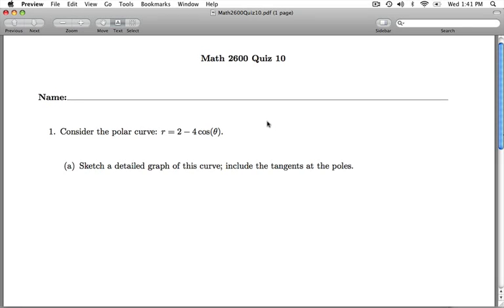Hi folks, this is Calc 2 Quiz 10. We're given a polar curve, r equals 2 minus 4 cosine theta. We're asked to sketch a detailed graph of this curve, including the tangents at the poles.